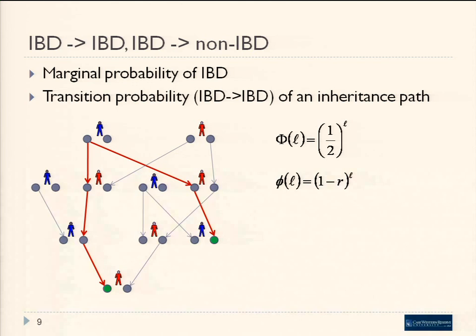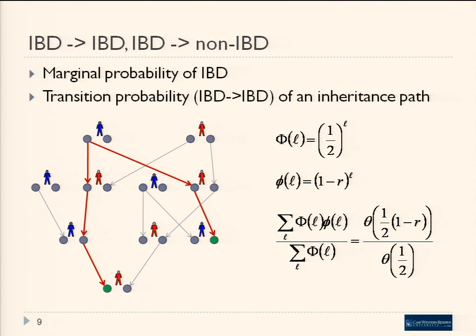The marginal probability is basically just 0.5 to the power of L, where L is the length of the inheritance path. And the transition probability is 1 minus R to the power of L, where R is the genetic distance between two markers. Given all inheritance paths, we can factor this transition probability in the form of an inheritance-generating function.